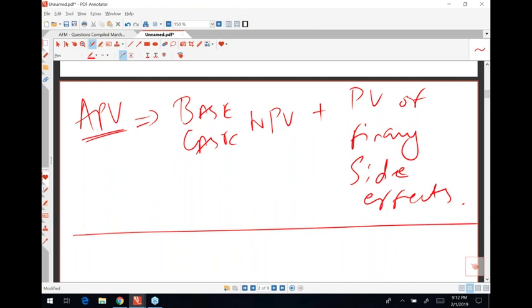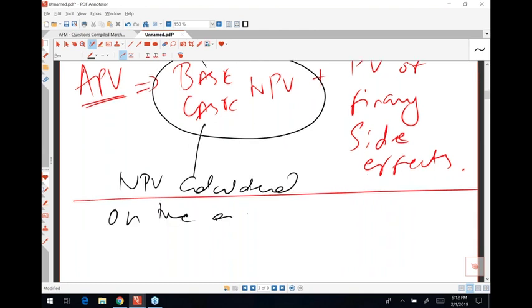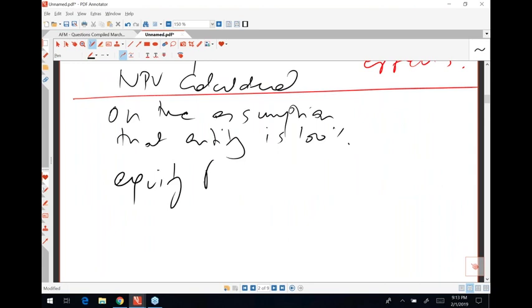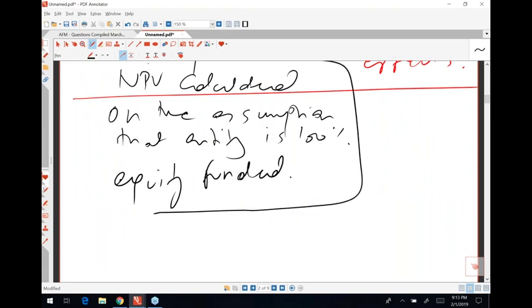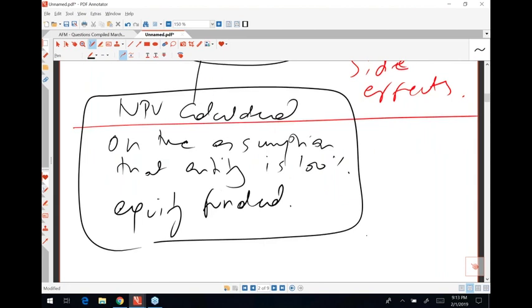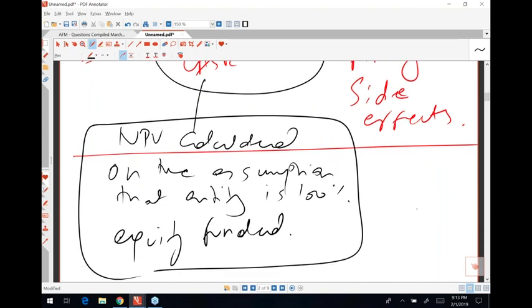Let's discuss. The base case NPV actually means the NPV calculated on the assumption that the entity is 100% equity funded. I'm repeating it again. When we talk about the calculation of the APV, the APV means base case NPV, which is the NPV calculated on the assumption that the entity is 100% equity funded.